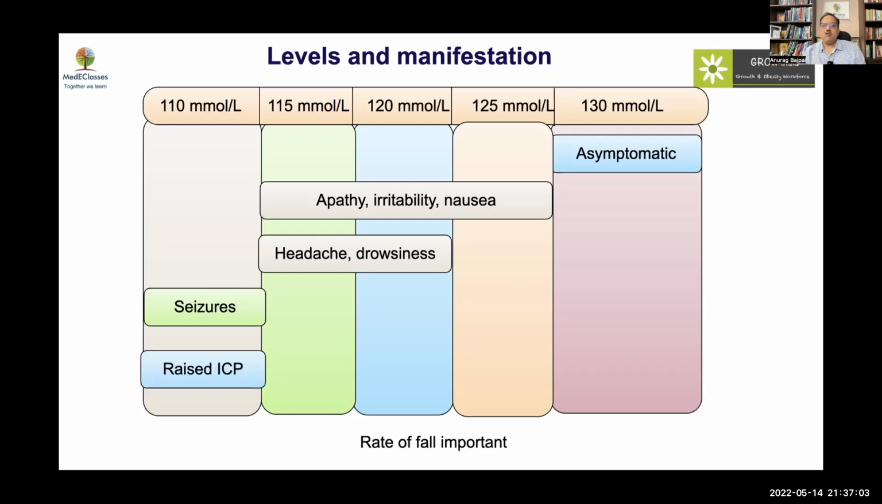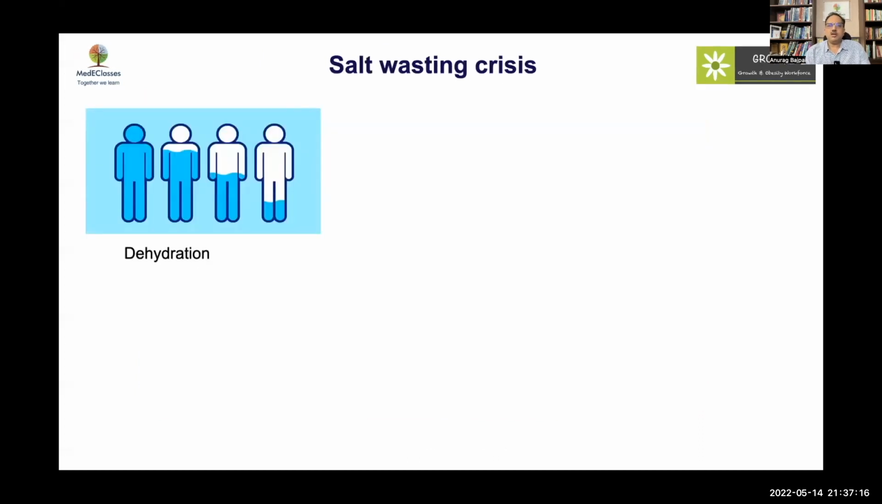So the rate of fall is also a very important determinant, and this is what determines whether you need to correct it immediately or not, whether a chronic adaptation has happened or not. So this is something which you need to be evaluating in that regard.